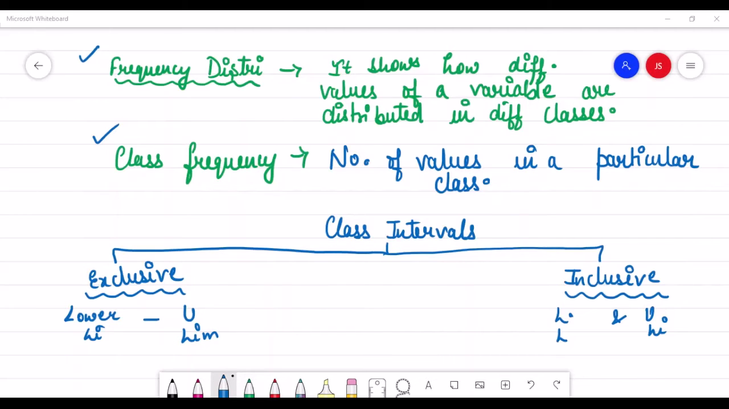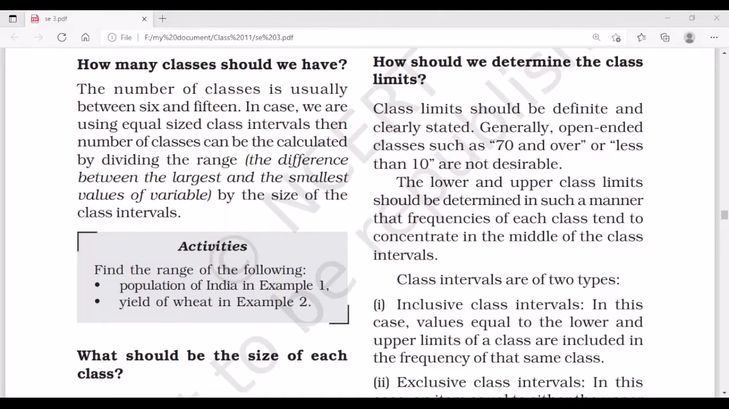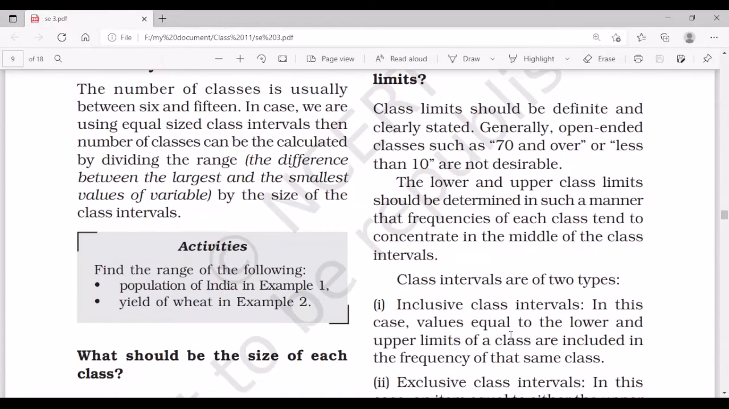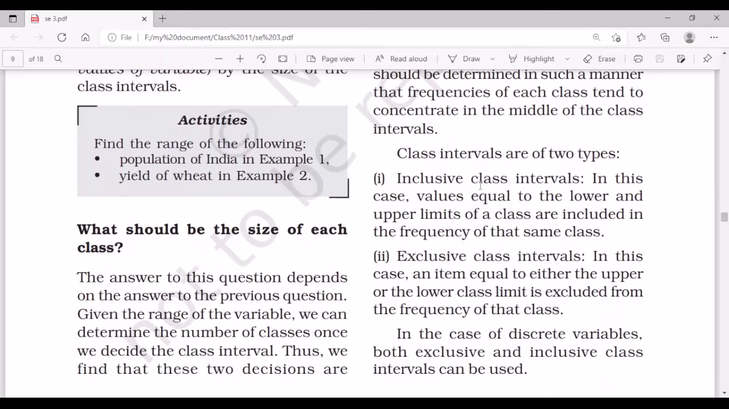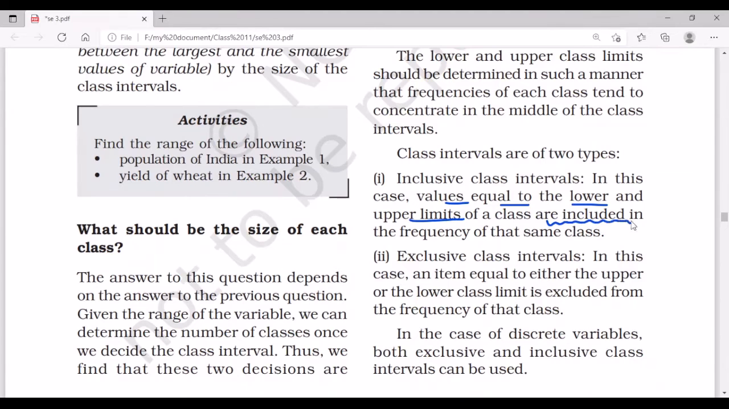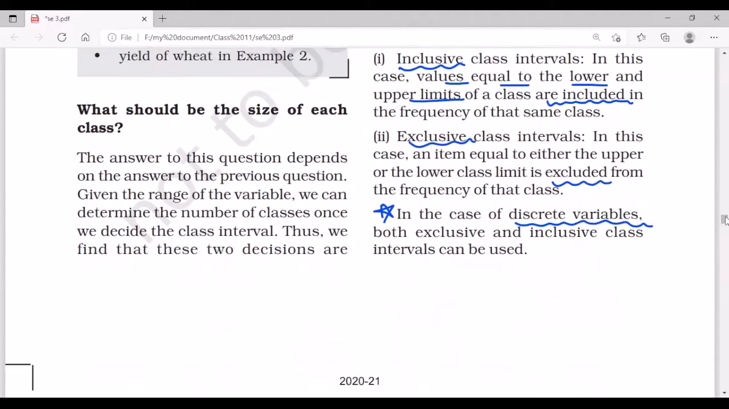Okay, so I hope this is clear to you guys. So you can see in this book what an inclusive class interval is. In this case, values equal to the lower and upper limits of a class are included. The important thing is included. Inclusive means included and exclusive means excluded. In case of a discrete variable, both exclusive and inclusive class intervals can be used. So this is also important. These can be in the form of objective type questions, so we need to understand this point.